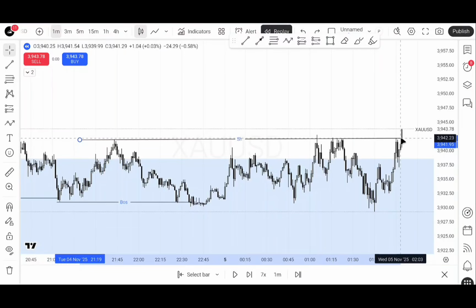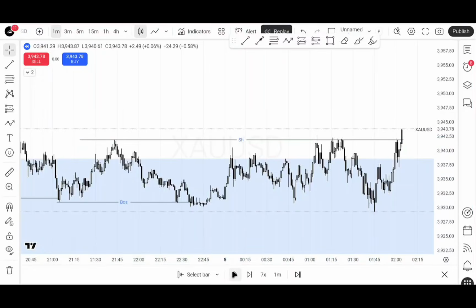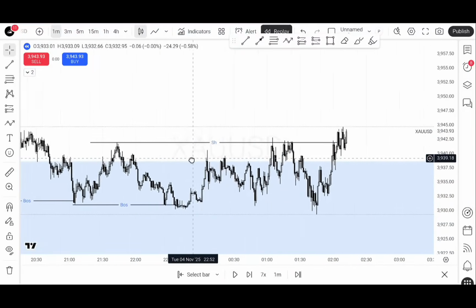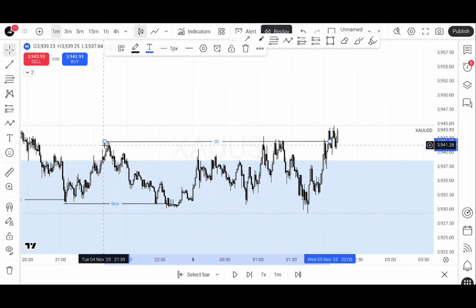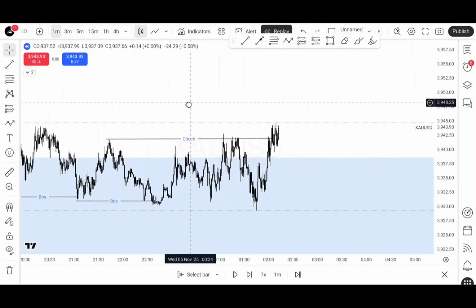Okay, let's play price. Now we have a change of character. So this, our swing high, has automatically turned into a change of character. Our buying opportunity has been confirmed. Everything has been confirmed.